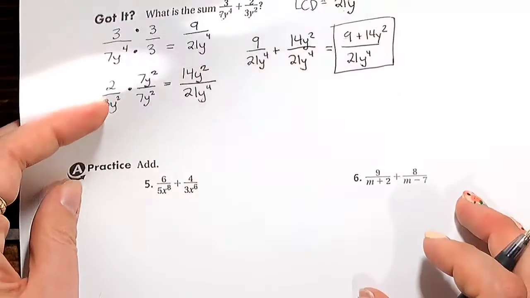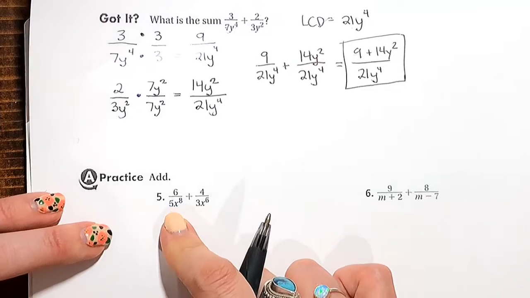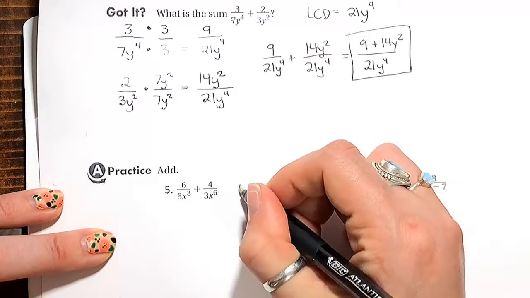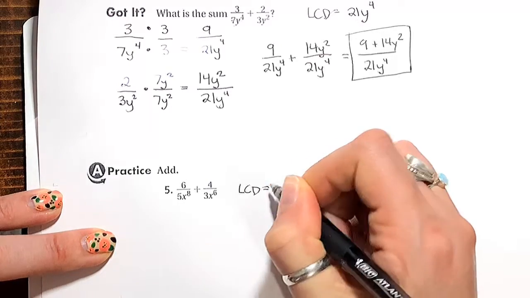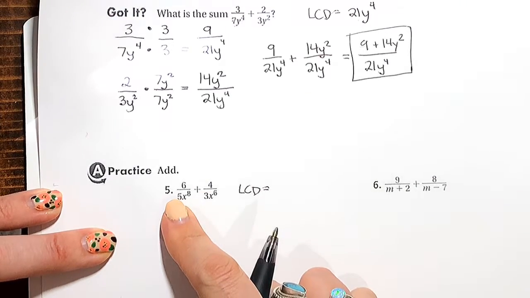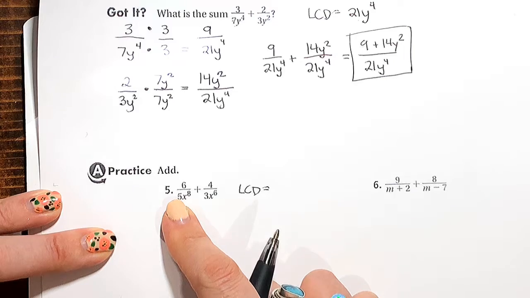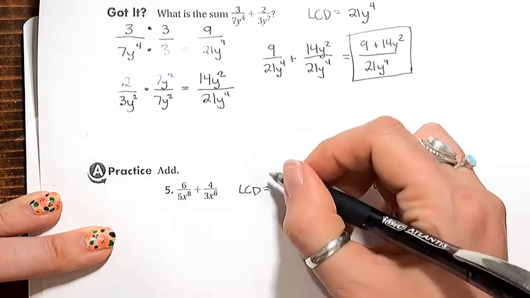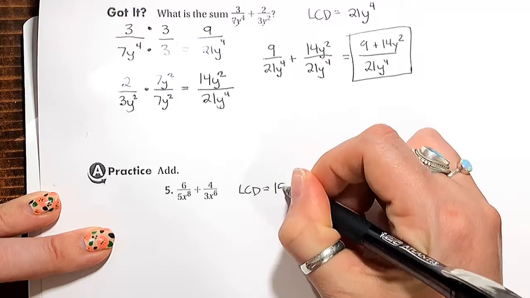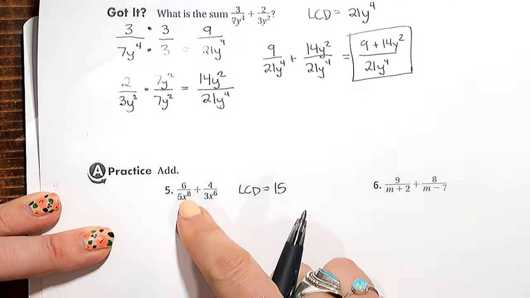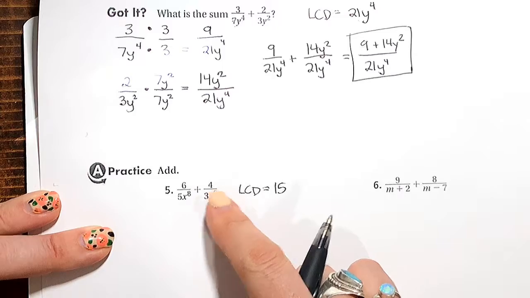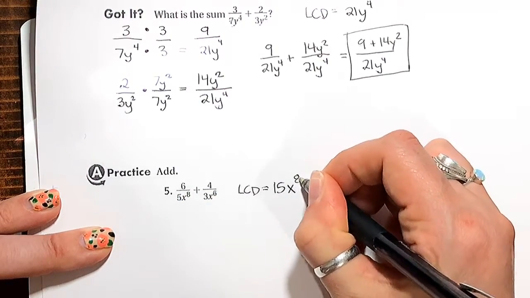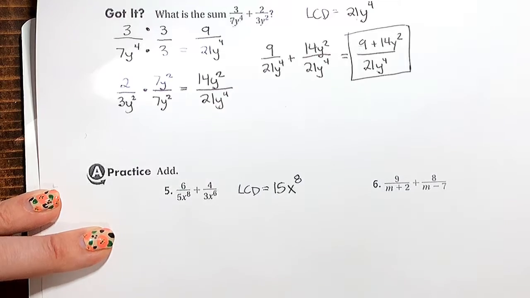Let's try another one. We have 5x to the 8 and 3x to the 6. So first we want to identify that LCD. I again start with the numbers. So I want to think what number can 5 and 3 both go into. And the smallest number they both go into is 15. And then I have an x to the 8 and an x to the 6. I'm going to take the bigger of the two, and that's going to be my variable. So 15x to the 8 is my LCD.